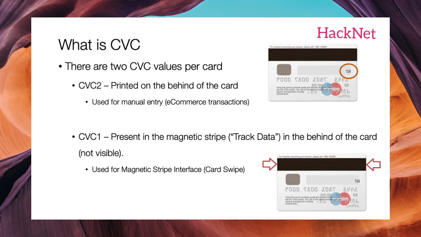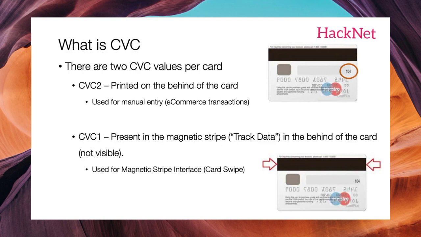The next one is CVC1, which is present inside the magnetic stripe of the card and is not visible to us. It is stored inside the magnetic stripe. This particular data is also referred to as track data inside the magnetic stripe. This is used whenever a card is used in a POS machine using the magnetic stripe interface. We call it a swipe.